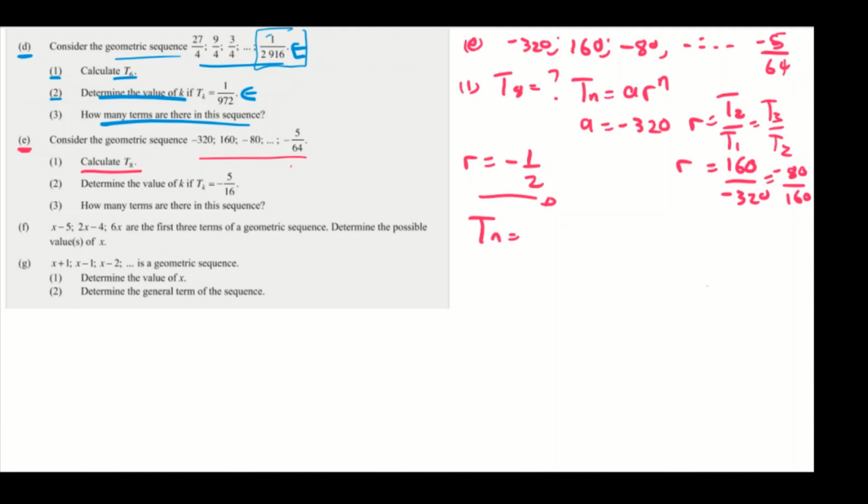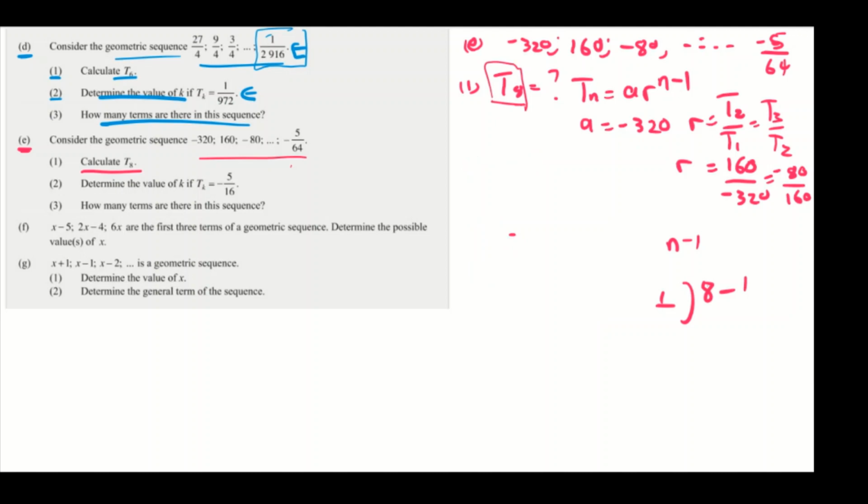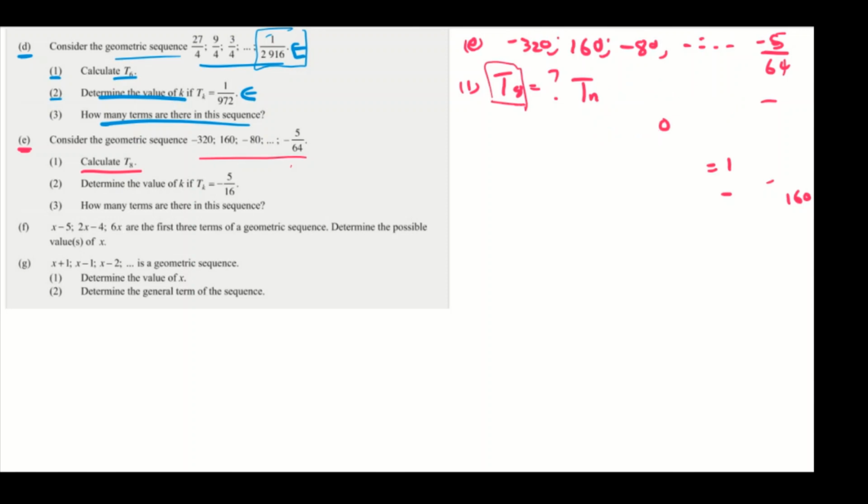And then my general term would now be a r to the power of n minus 1. Okay, I made a mistake here. My a value is minus 320, and then my r is minus 1 over 2, to the power of n minus 1. So this is my general term of this geometric sequence. Now we'll be able to find T subscript 8, which is equal to minus 320 into minus 1 over 2 to the power of 8 minus 1. The final answer for this problem should give you 5 over 2. Okay, so we're done with this part of the question. So now you know that T subscript 8 is actually 5 over 2.